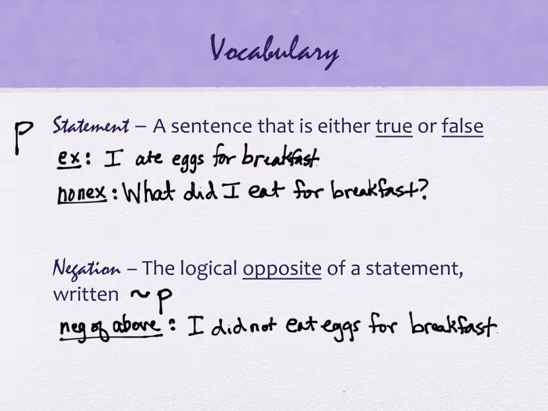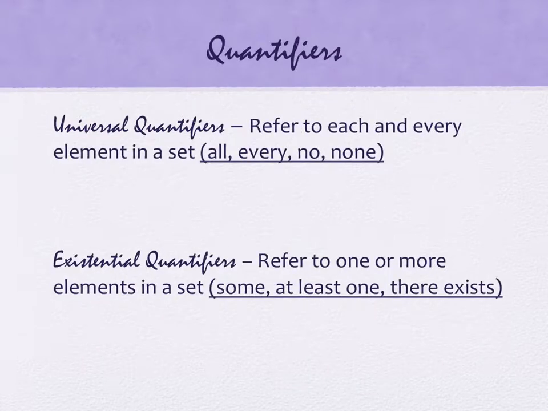But that doesn't always happen. There are some statements that are much more difficult to turn around than just simply putting the word not in. And those are statements that have what are called quantifiers in them. There are 2 types of quantifiers. The first type of quantifier is a universal quantifier. So a universal quantifier refers to each and every element in the set. So it usually has words like these: all, every, no, or none.